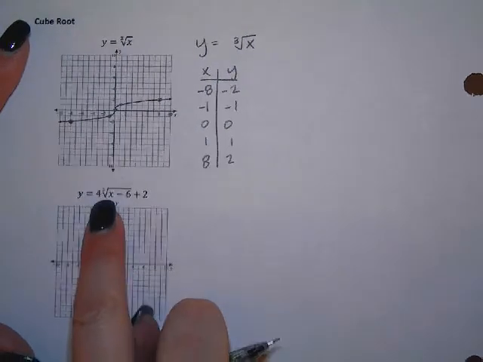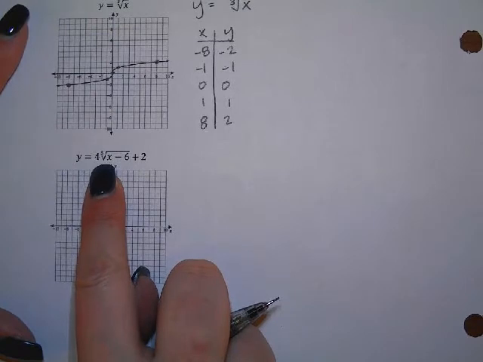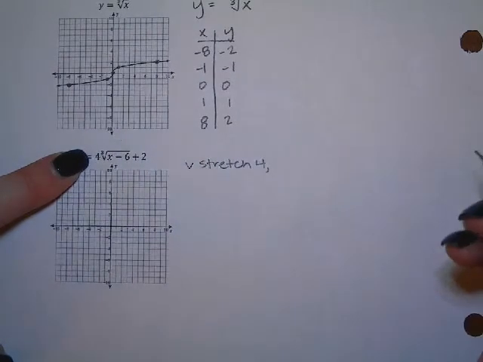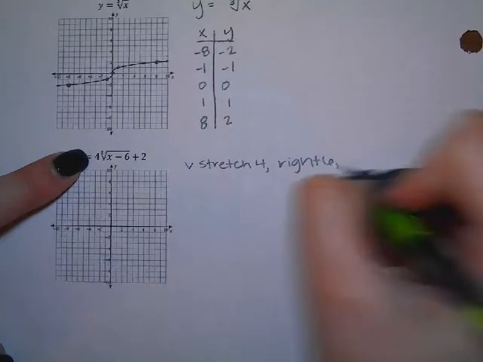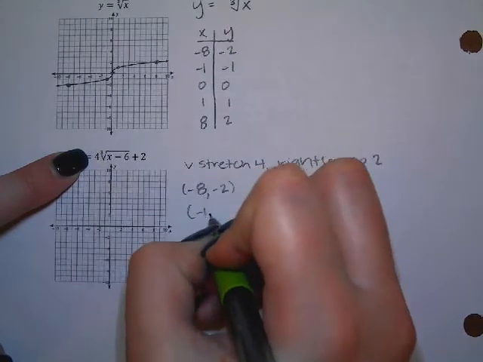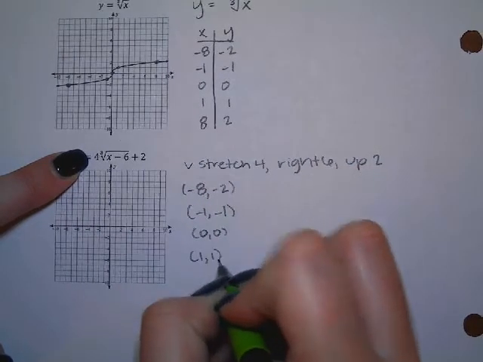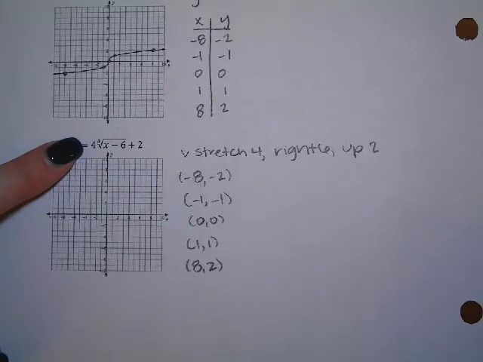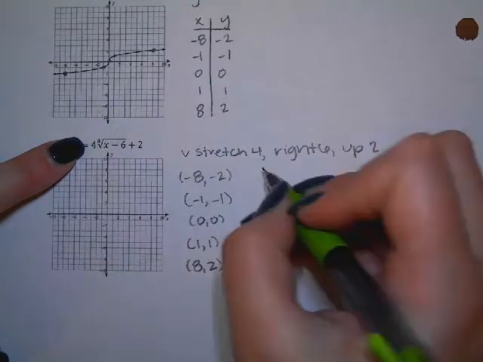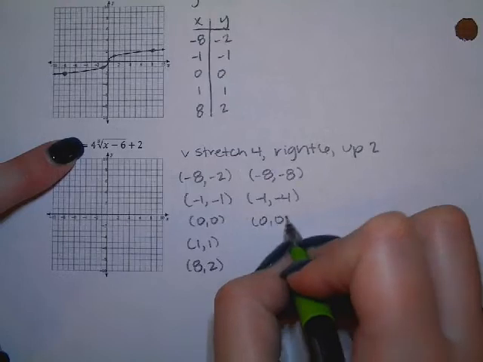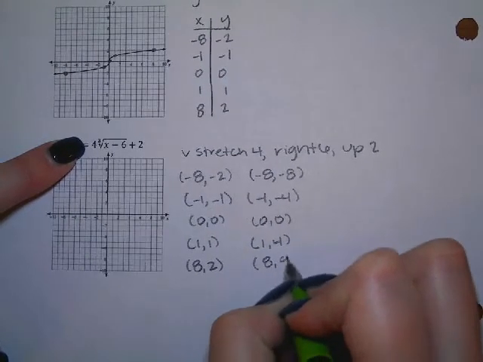So if we look at this one, what are the transformations that you can see? Okay, so vertical stretch of 4. What else? Right 6, and up 2. Okay, so if I write down all those points, how do I vertically stretch by 4? Multiply the y by 4, so that'd be -8, -8, -1, -4, 0, 0, 1, 4, 8, 8.